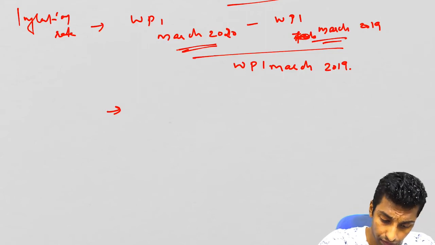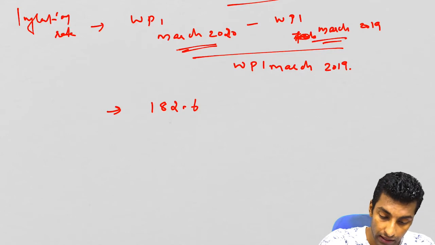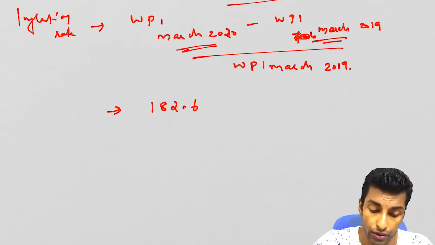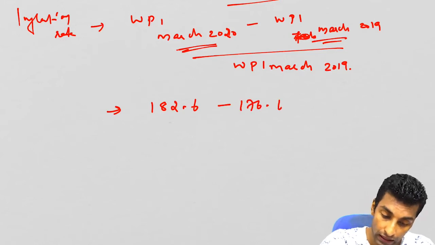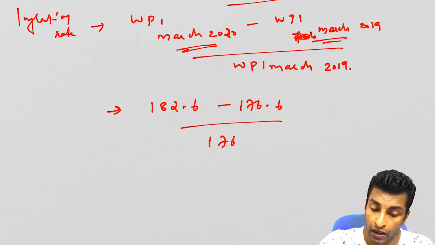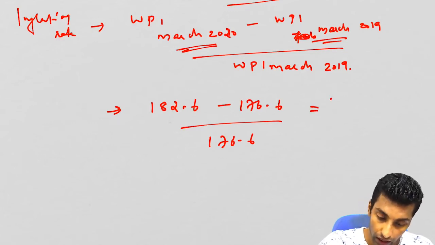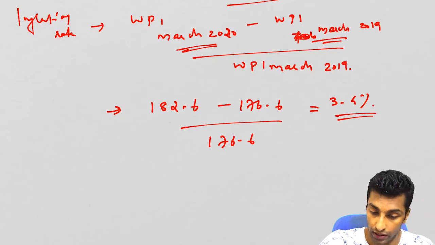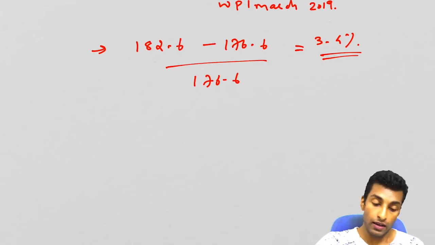So for example, I'm taking some random values, 182.6. You can take the actual values, I don't remember exactly the actual values. So 182.6 minus 176.6 divided by 176.6. It will give you around 3.4 percentage. So like this you can calculate inflation. I hope you understood. This is the point to point method. So every month you can calculate like this compared to the previous year.